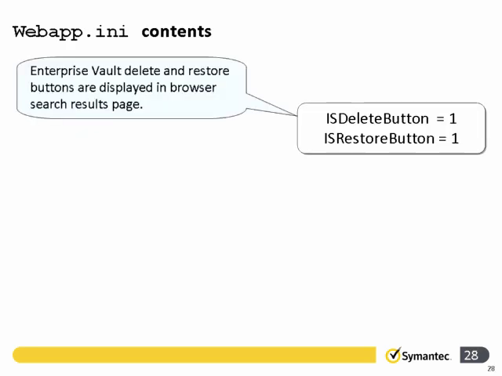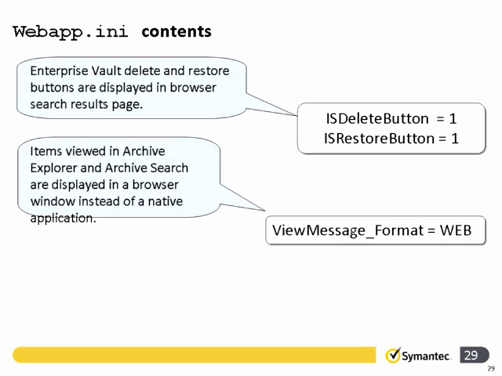As I mentioned, we're going to show you some examples here. If you want to set up the delete and the restore buttons when you have the web browser open, you specify the value IsDeleteButton and set that equal to 1. And for the restore button, you use IsRestoreButton and set that equal to 1. If you want to set it up so that items viewed in the Archive Explorer and the Archive Search are displayed in a separate browser window instead of the native application, you set View_Message_Format equal to web.